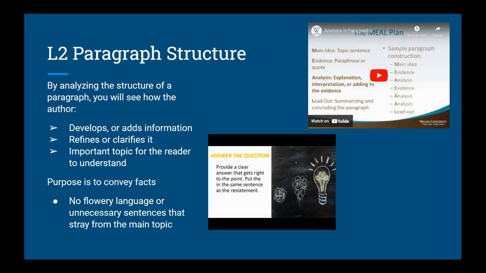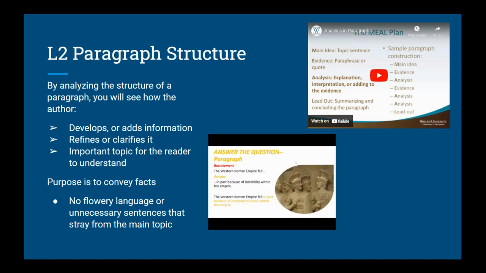That brings us to the next slide, which is answer the question. Here we want to provide a clear answer that gets right to the point. You can put it in the same sentence as the restatement. So, for instance, we might write something like this. The Western Roman Empire fell in part because of economic turmoil within the empire.